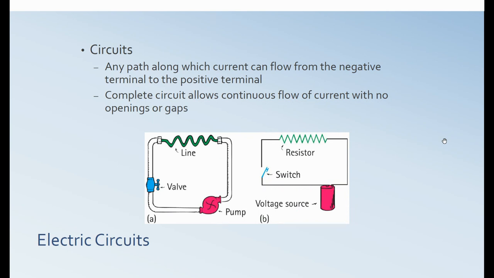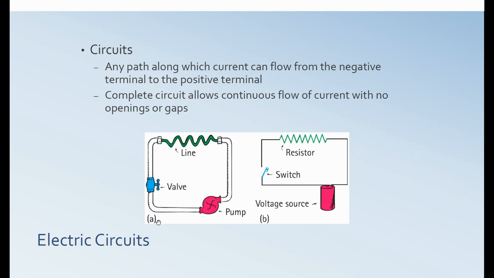And as our current is flowing from one place to another, it can flow along what we call circuits. And this is any path that the current's flowing from the negative terminal to the positive terminal. And a complete circuit allows the continuous flow of current with no openings or gaps. Because if there's an opening or a gap, of course, the circuit's going to be broken and the current can't flow. And you can look at these circuits again using our water analogy that we used before.